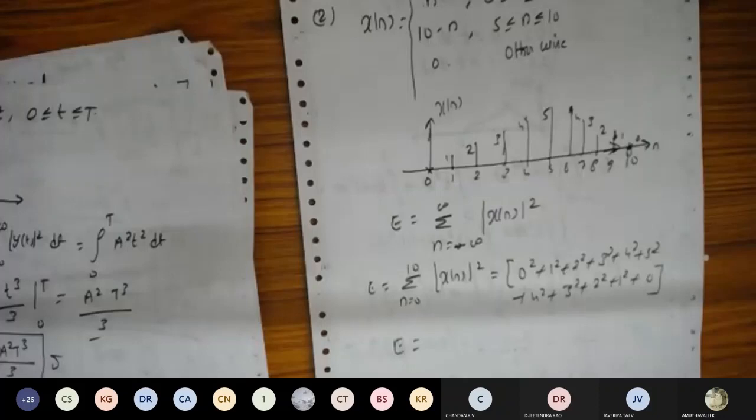So take the next one. x of t is equal to cos pi t. Any observation on this waveform, cos pi t? Whether it's a periodic signal or non-periodic signal.